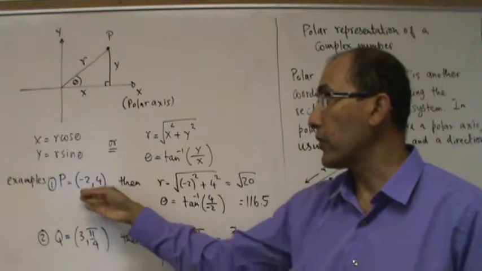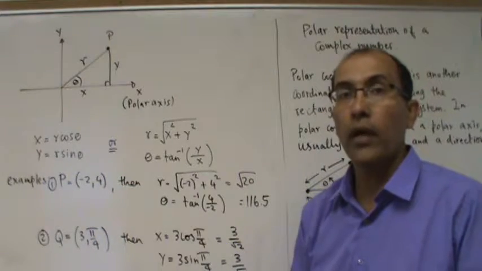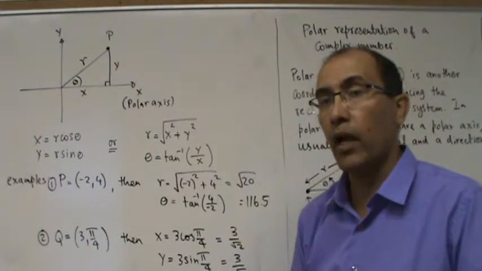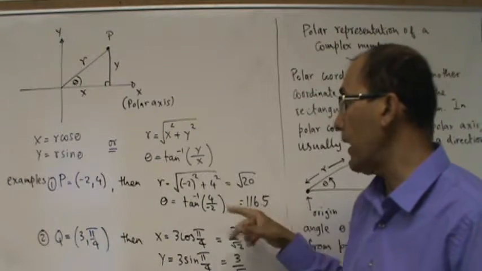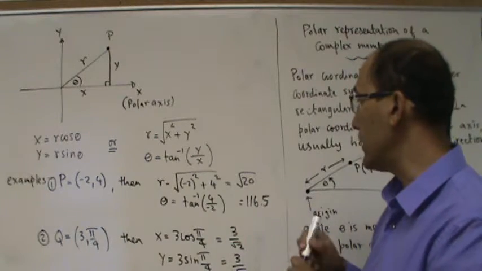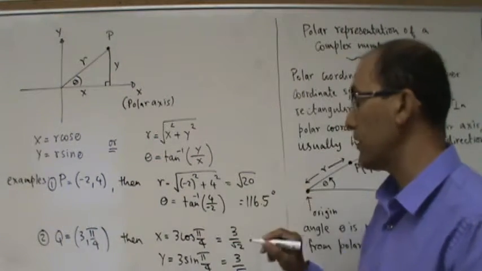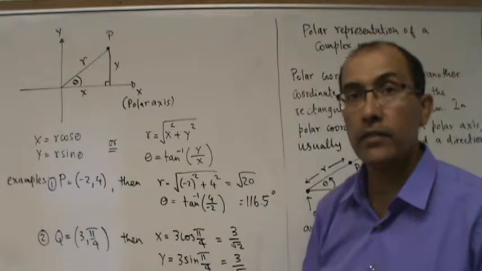So suppose I know the x coordinate is negative 2, y coordinate is 4. I can find the corresponding polar values. Then r is going to be square root of 20 and theta is going to be 116.5 degrees. Here I wrote it in degrees. You can also do radians if you want.